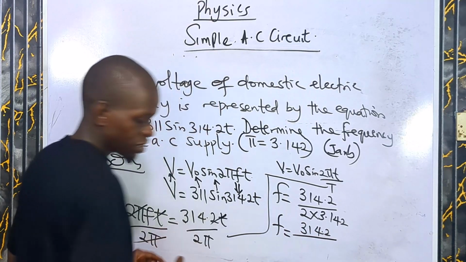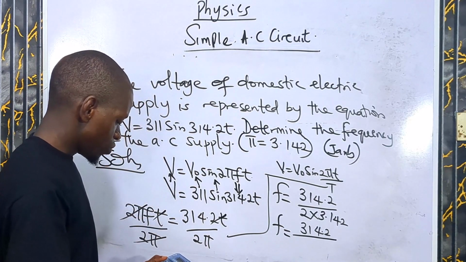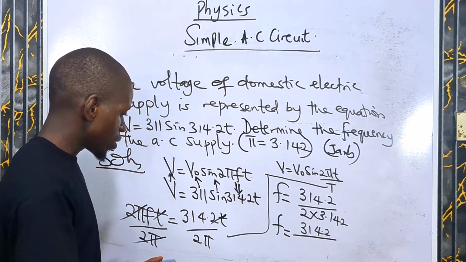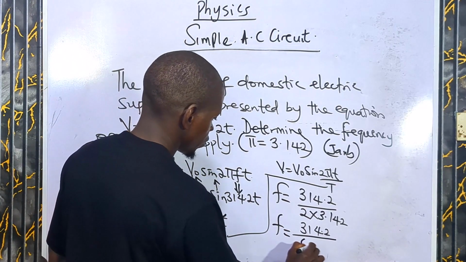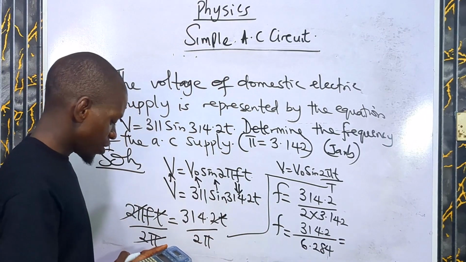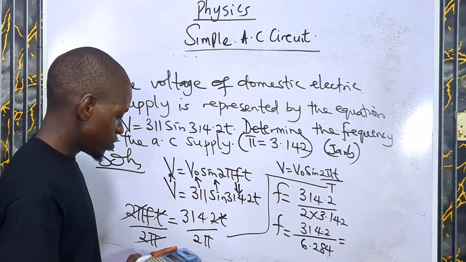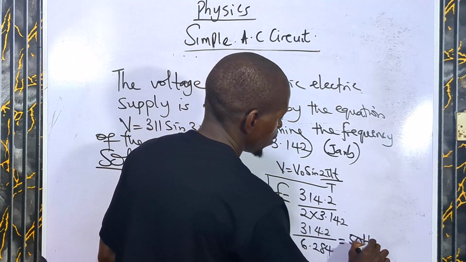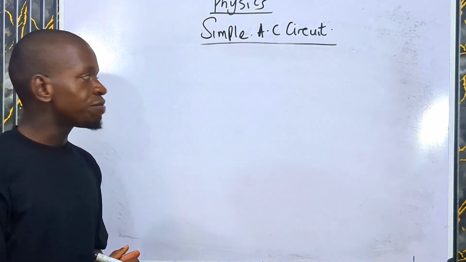314.2 divided by what? Okay, let me pick up my calculator. I have it as 2 times 3.142, which will give me what now? I have 6.284. So let's divide both. I have 314.2 divided by this, which is going to give me 50. And remember to include your units, which is your what? 50 hertz.